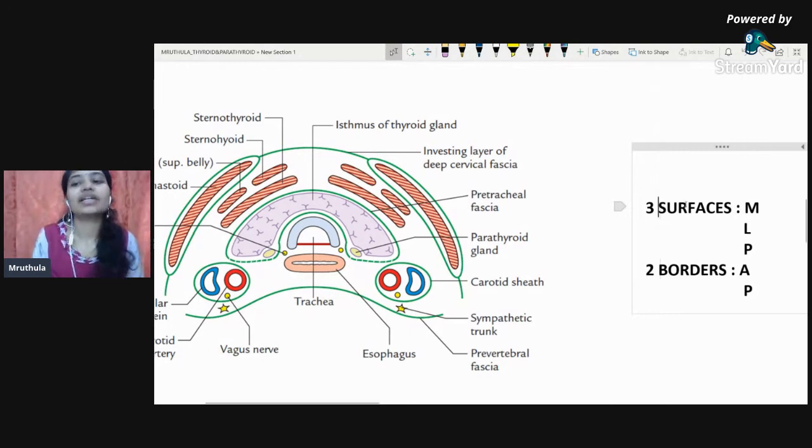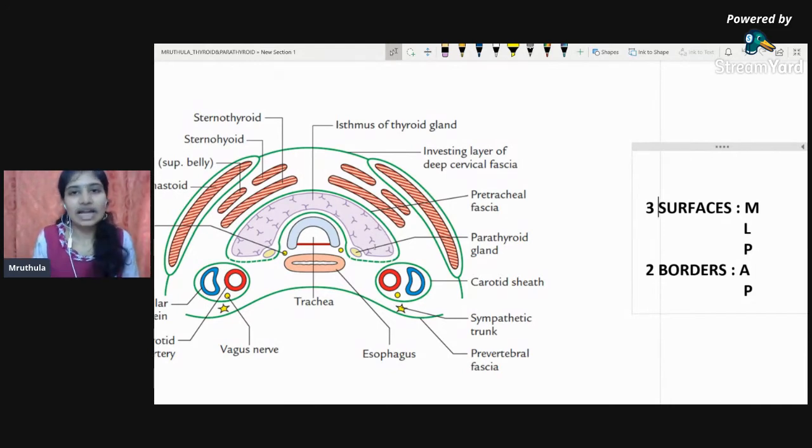In the lateral lobes, there are three surfaces and two borders. First we will see the surfaces. I said the thyroid is clasping the trachea, so let's imagine it's almost like a C shape. When you see the horizontal cross section, it's like a C shape, as you can see in this diagram. From that you can imagine what the probable surfaces could be.